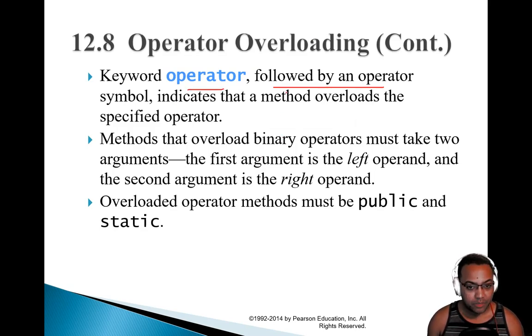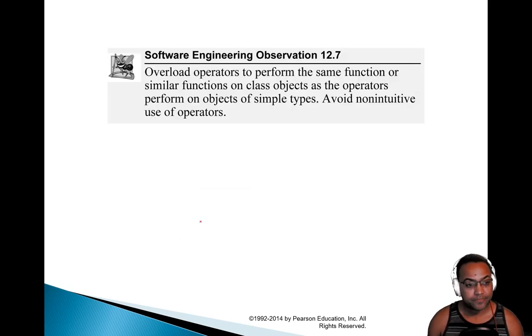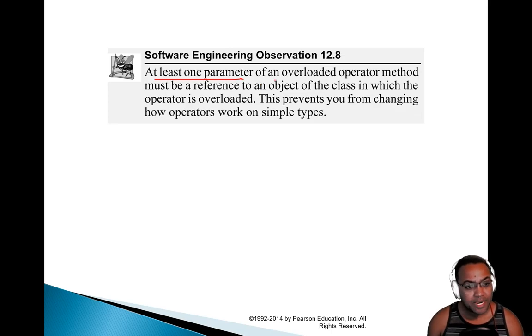Keyword operator followed by an operator symbol indicates that a method overloads the specified operator. Methods that overload binary operators must take two arguments. The first argument is the left operand, and the second argument is the right operand. Overloaded operator methods must be public and static. Overload operators to perform the same function or similar functions on class objects as the operators perform on objects of simple types. Avoid non-intuitive use of operators. At least one parameter of an overloaded operator method must be a reference to an object of the class in which the operator is overloaded. This prevents you from changing how operators work on simple types.